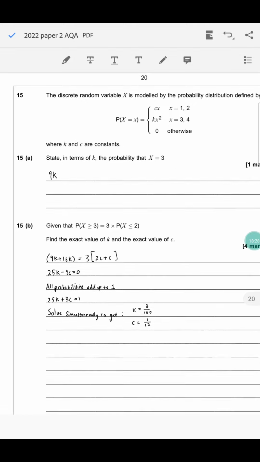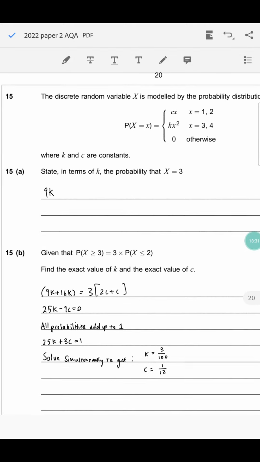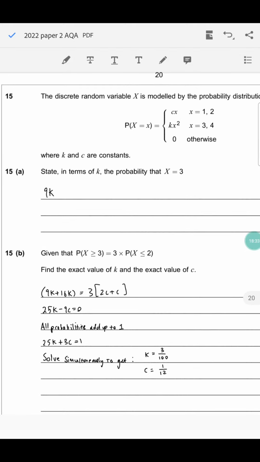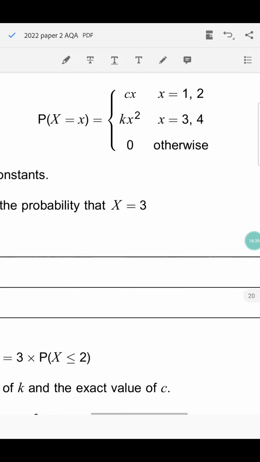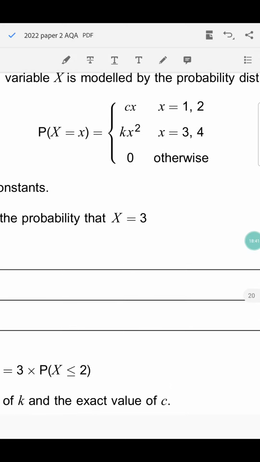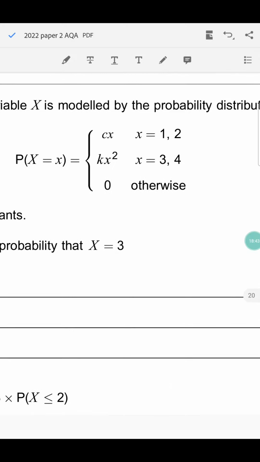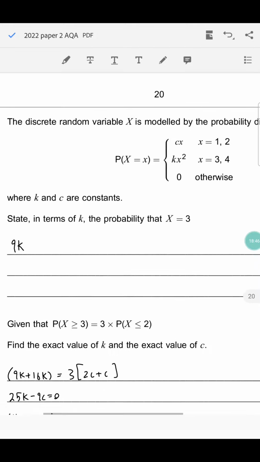Now for 15, it's a probability distribution. So state in terms of k, the probability that x equals 3. Now x equals 3 is represented by the probability of kx squared. So if we substitute 3 into here, we get 9k.